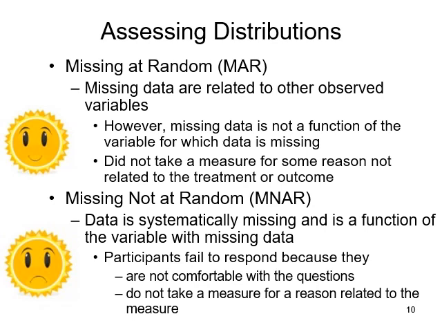And then finally, we have the one place we don't want to be, missing not at random. Data is systematically missing and is a function of the variable with the missing data. Participants fail to respond because they're not comfortable with the questions, especially if they're in a particular category, or do not take the measure for reasons related to the measure.